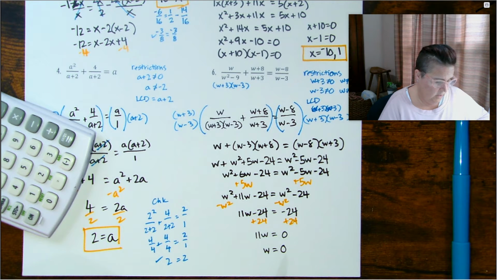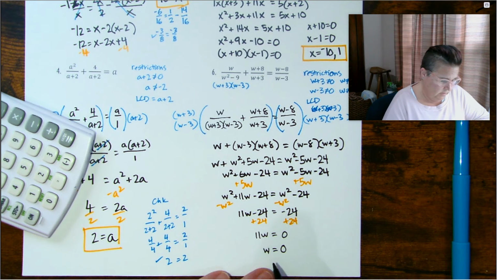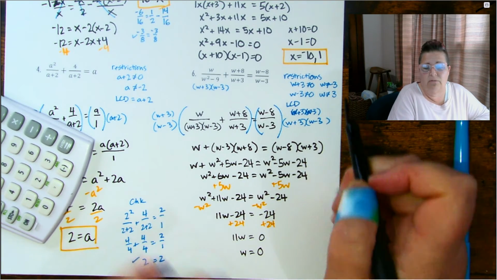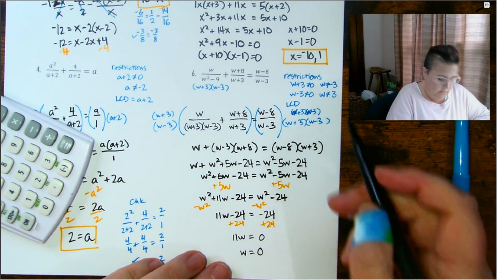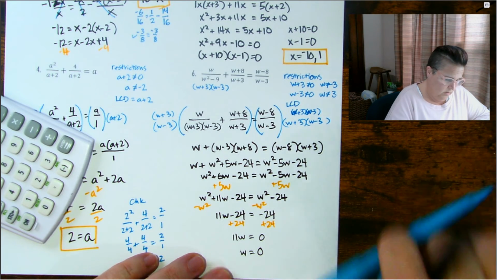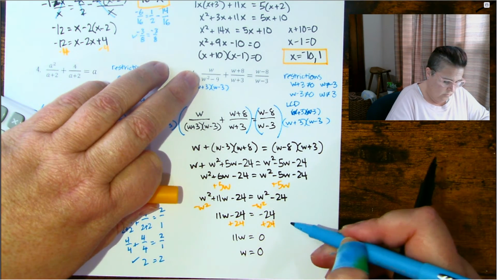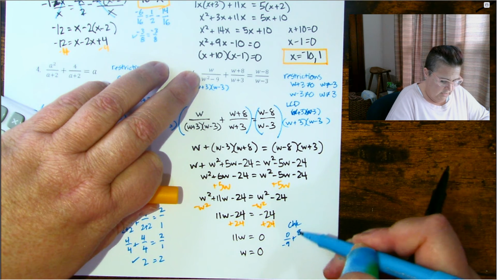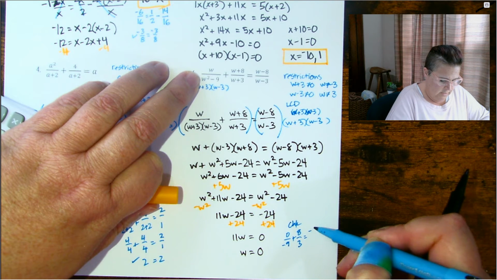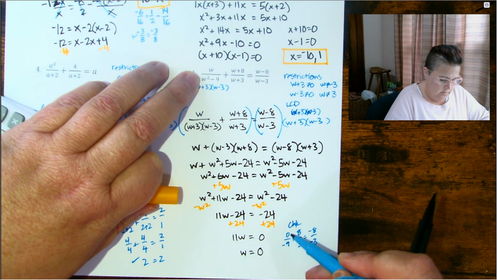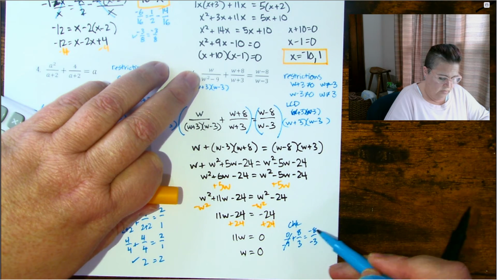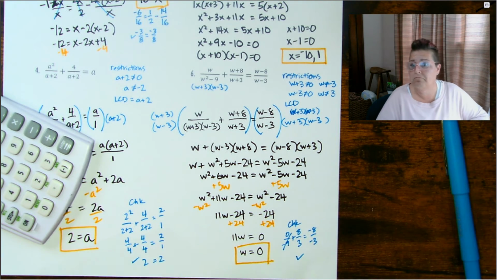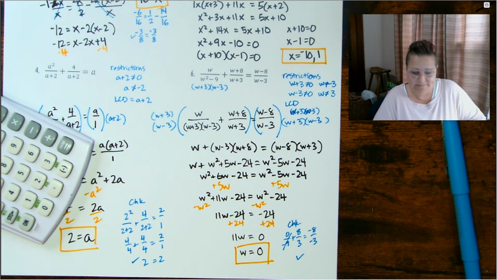Okay, so if w is equal to 0, that's not restricted. The things that are restricted are 3 and negative 3, so that part is good. Will it check? Well, if I put it in for w, I have 0 over negative 9 plus 8 over 3 is equal to negative 8 over negative 3. That zeroes out, and I have 8/3 is equal to 8/3. Yeah, it checks. We're good. Working great.